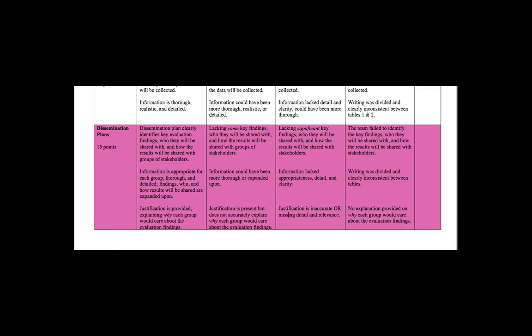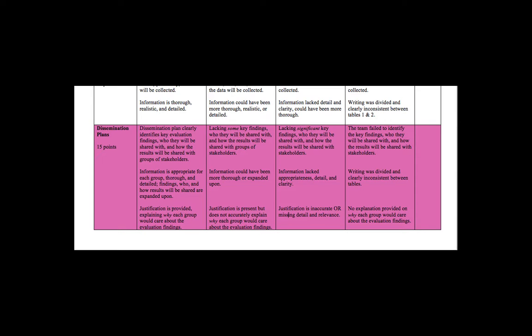Next, we have the dissemination plans shaded in pink. To receive all credit, the dissemination plan clearly identifies key findings, who they will be shared with, why those specific findings will be shared, and how the results will be shared with groups of stakeholders. Information provided is appropriate for each group and detailed. They thoroughly describe findings, so who, why, and how results will be shared, and provide a justification explaining why each group would care about the evaluation findings.